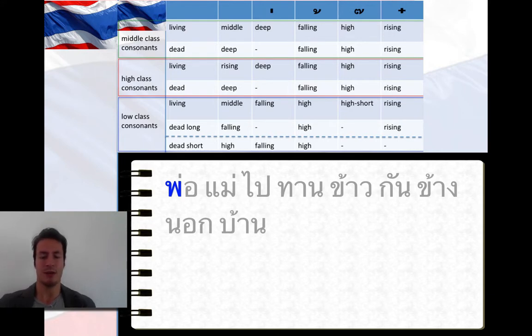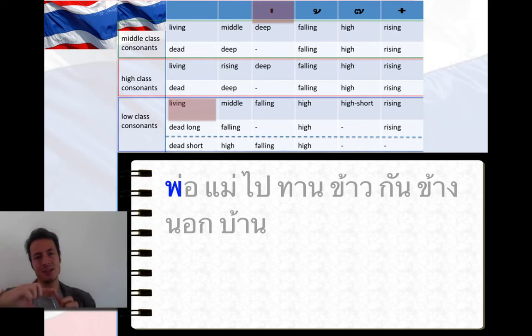Therefore, we can come up with the rule. We know now that this syllable consists of three parts: low-class initial consonant, living syllable, first tone mark, as the two boxes indicate.